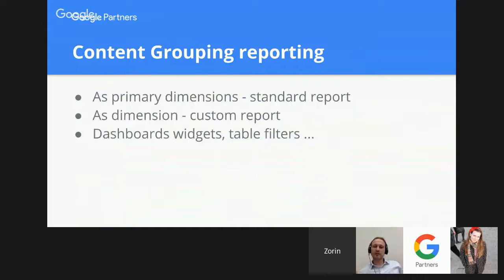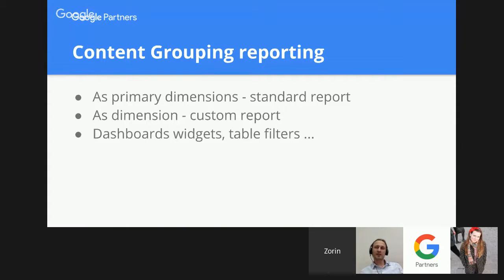With the reports, you can use content grouping as a primary dimension. In standard reports, this is different from custom dimensions, which can only be used as primary dimensions in custom reports. And with API calls, if you have them, it can be used as a dimension in flat tables, in drill down reports inside custom reports. It can also be used in dashboard widgets, table filters, segments, and for remarketing purposes. It's an all-around dimension, so you can use it in multiple places.